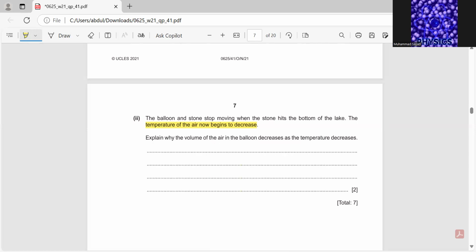Why does the volume of the air in the balloon decrease as the temperature decreases? So let's write the answer first.